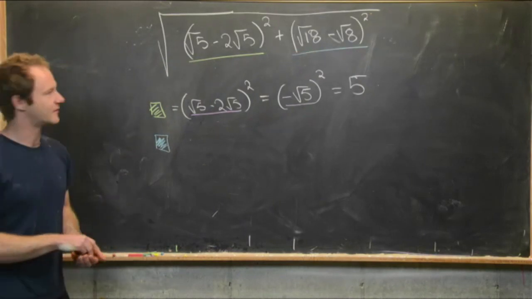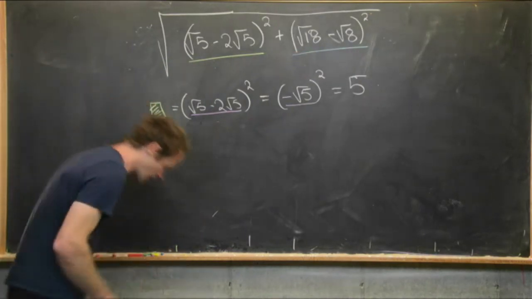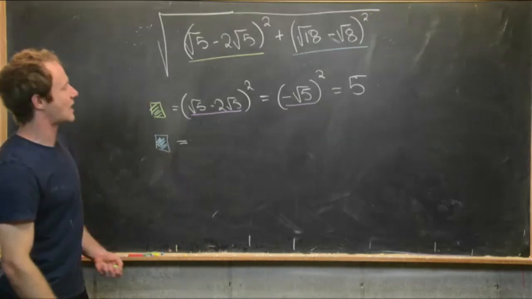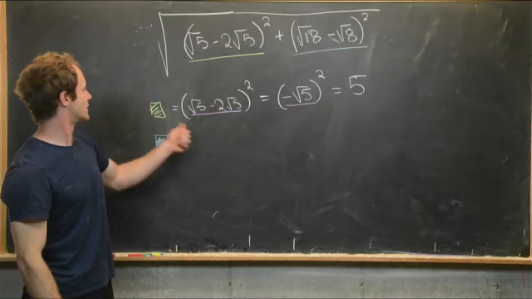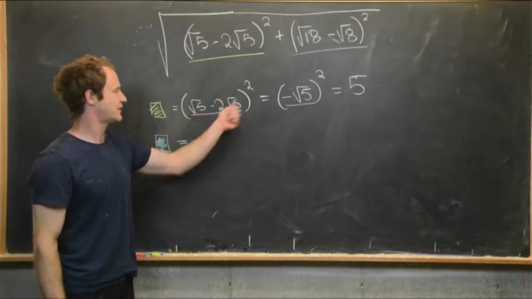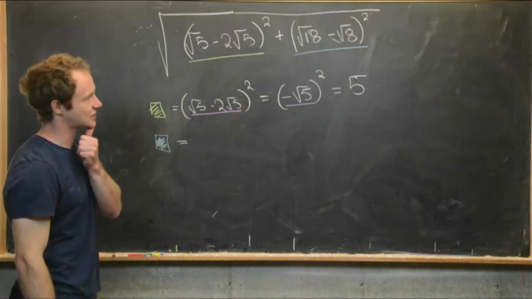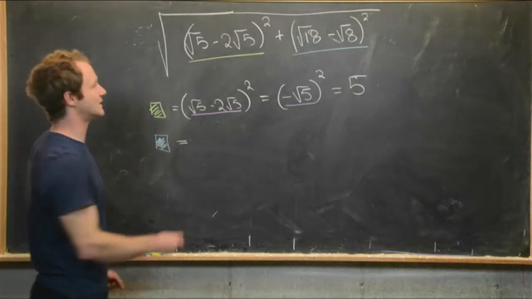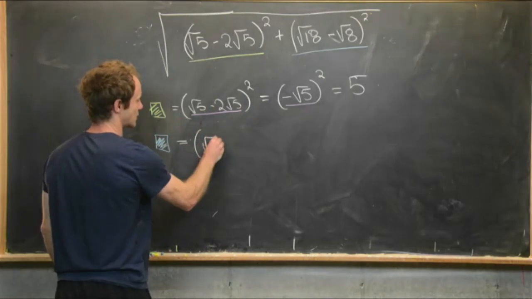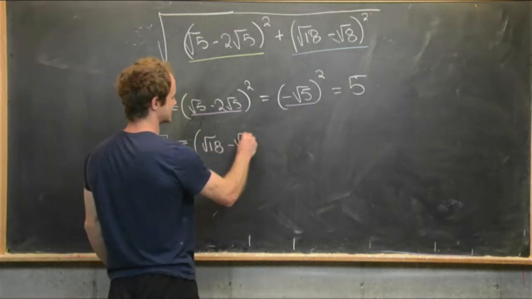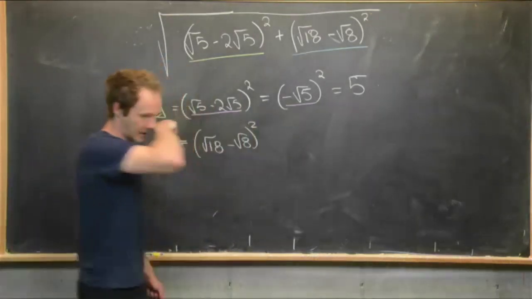So let's see what we get for that. What's really good about this problem is that this green box simplified nicely using this kind of like term rule, but this blue one will not. So let's see, we've got square root of 18 minus square root of 8 squared.